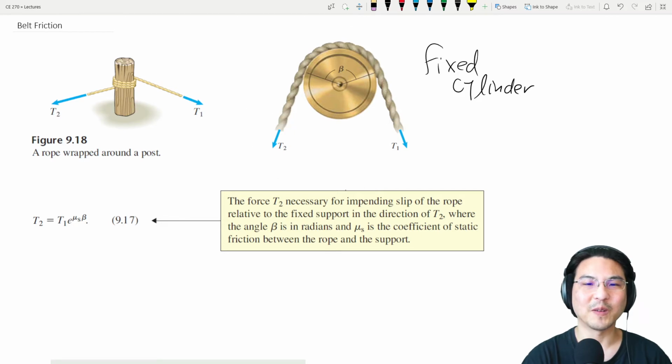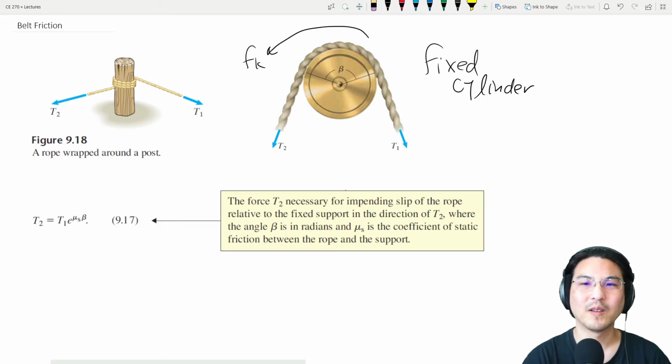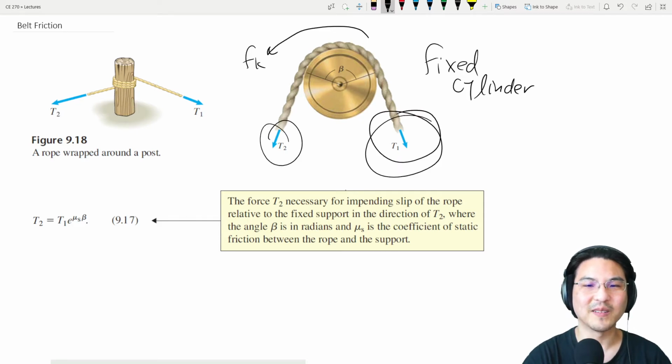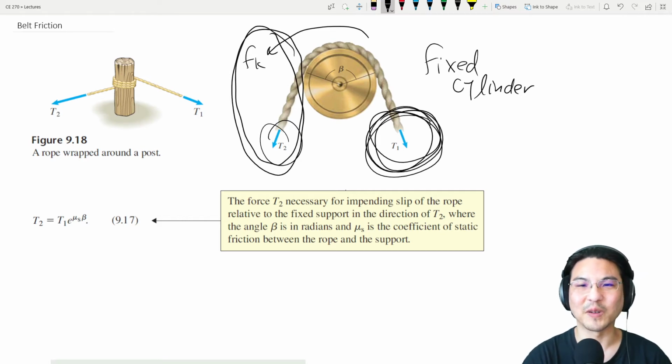If you went the other way, so you pull the rope this way, then friction would be opposing your motion this way. So then this side would have to be more than this side, right? Because it's like you have two of these going counterclockwise and then only this one going clockwise.